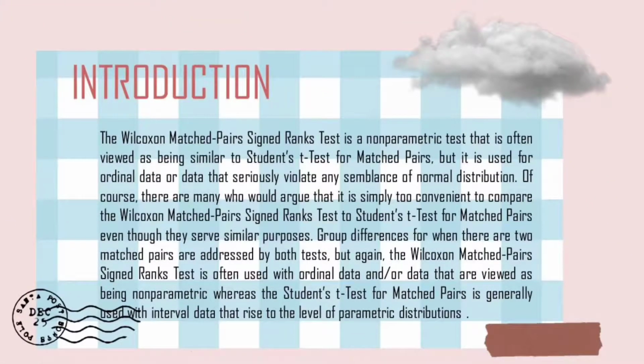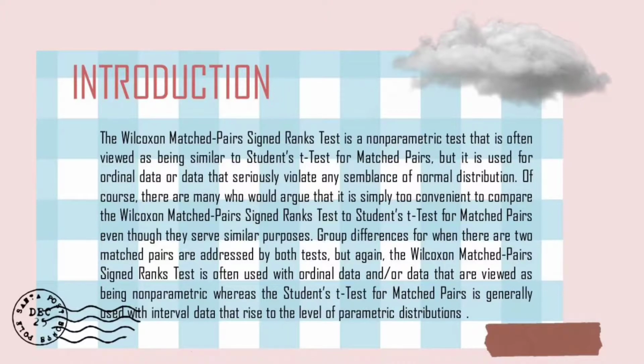The Wilcoxon matched pair signed rank test is a non-parametric test that is often viewed as being similar to Student's t-test for matched pairs, but it is used for ordinal data or data that seriously violate any semblance of normal distribution. Of course, there are many who will argue that it is simply too convenient to compare the Wilcoxon matched pair signed rank test to the Student t-test for matched pairs, even though they serve a similar purpose. Group differences for when there are two matched pairs are addressed by both tests.